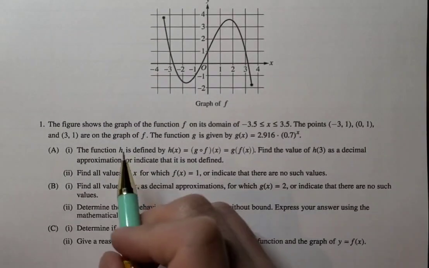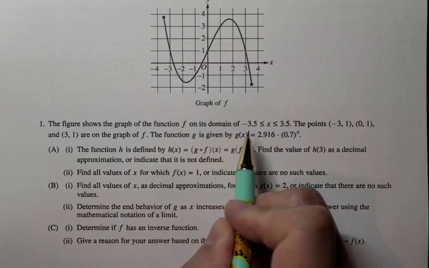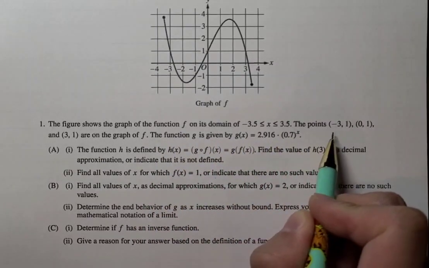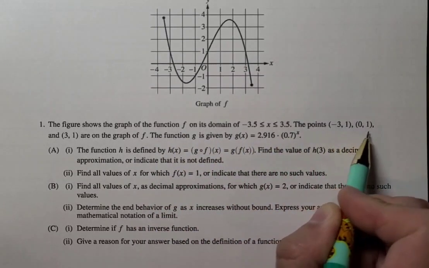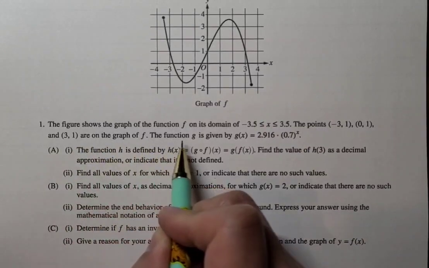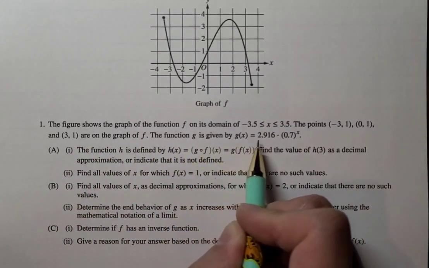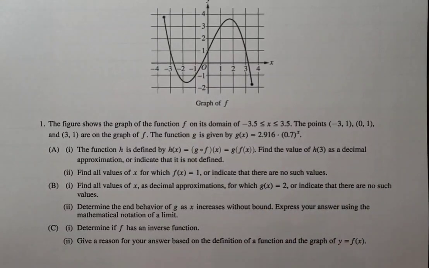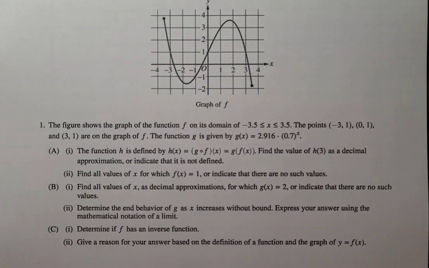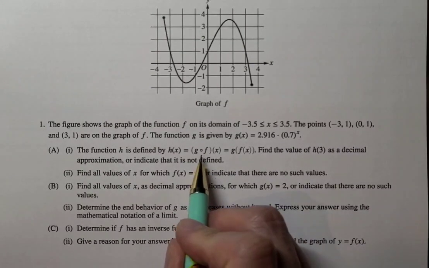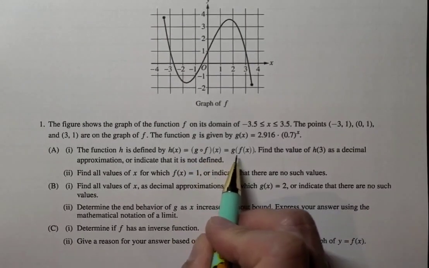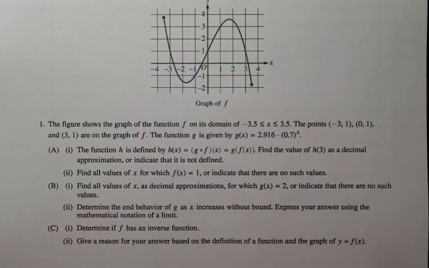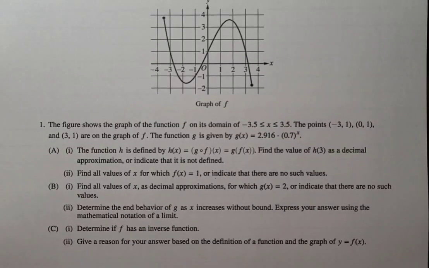Okay, so the figure shows the graph of the function f on its domain. The points (-3, 1), (0, 1), and (3, 1) are on the graph of f. The function g is given by g of x equals 2.916 times 0.7 to the x power. Function h is defined by h of x equals g composed with f of x, which is g of f of x. Find the value of h of 3 as a decimal approximation, or indicate that it is not defined.